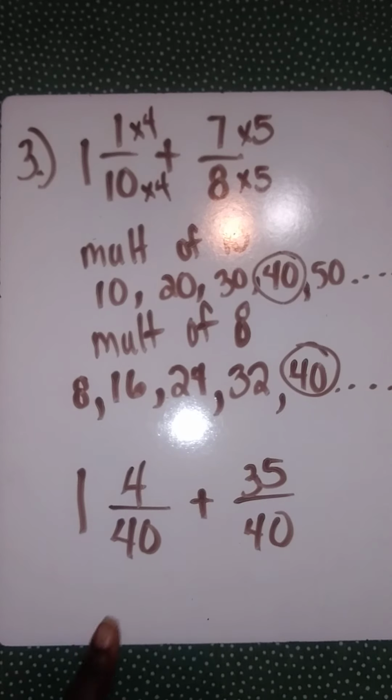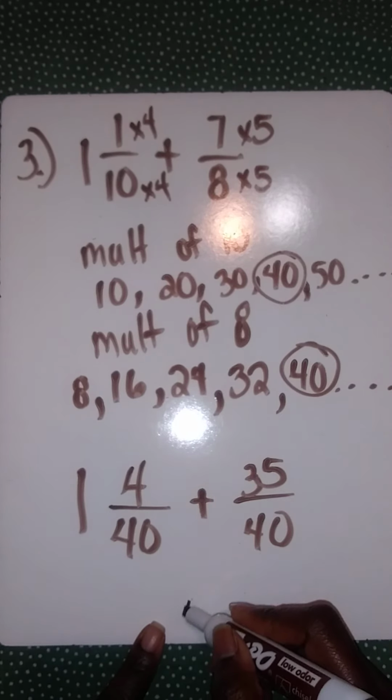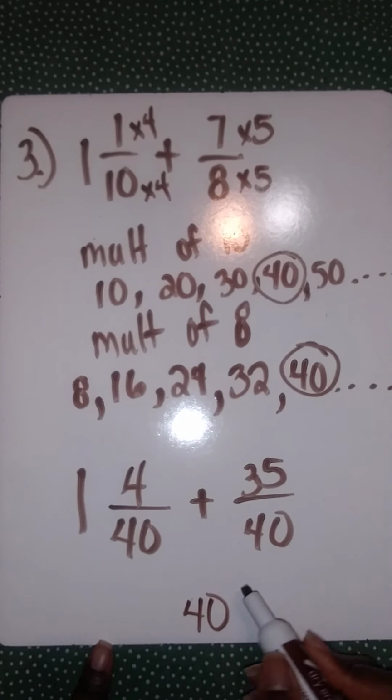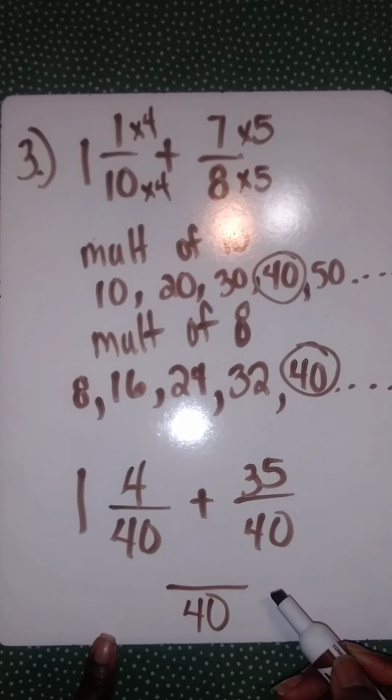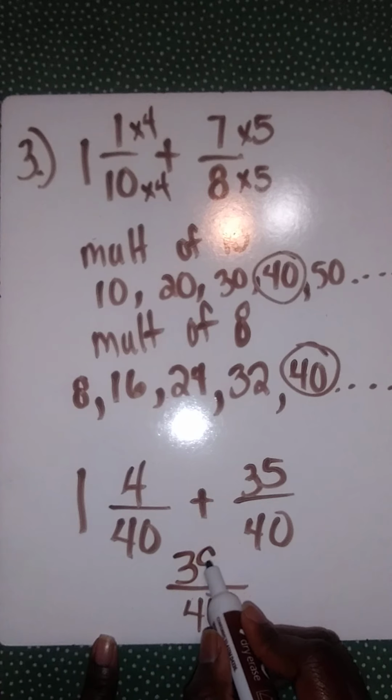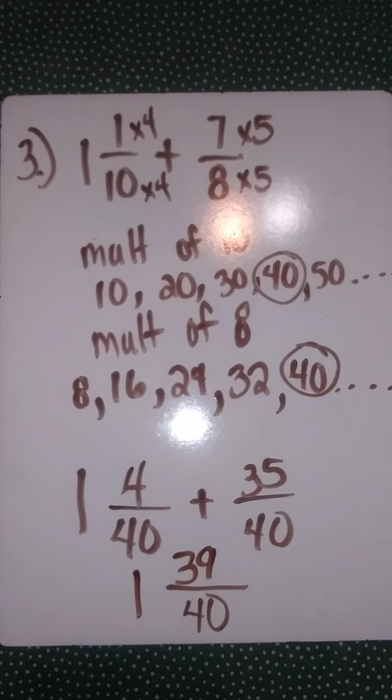So when I add this, I'm going to keep the denominator. Always do your fractional part first. I know 35 plus 4 is 39, and bring your 1 over. So I got 1 and 39 over 40.